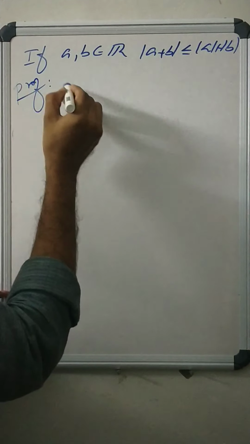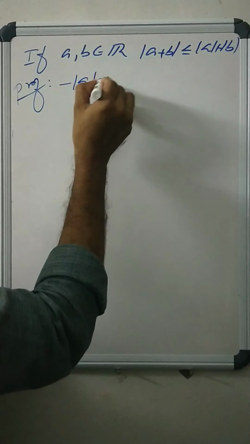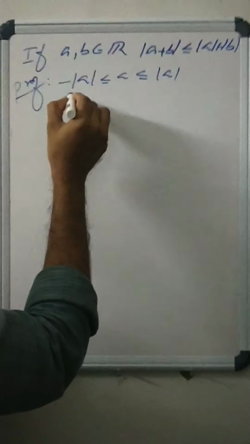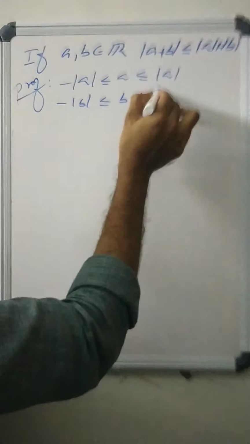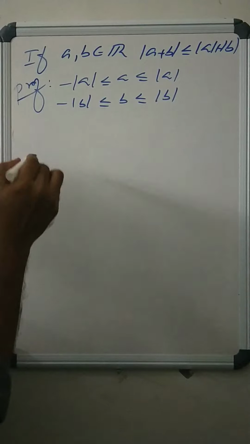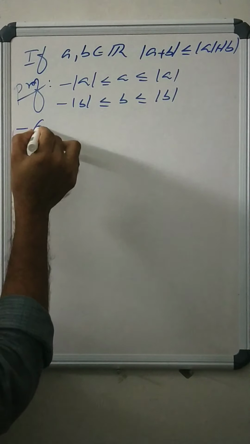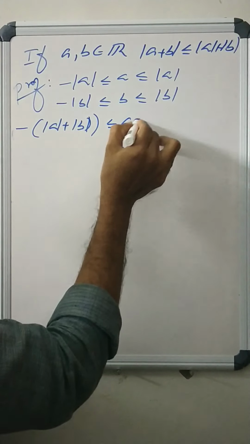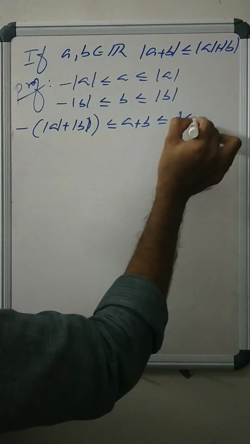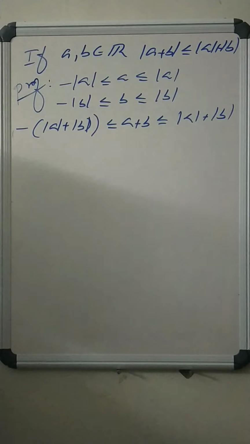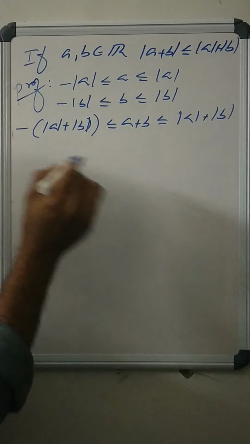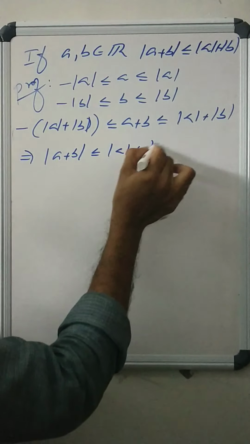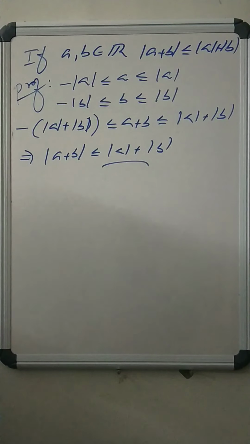The proof is done by: we have minus mod a less than or equal to a less than or equal to mod a. Again, minus mod b less than or equal to b less than or equal to mod b. If you add vertically, you have minus of mod a plus mod b less than or equal to a plus b less than or equal to mod a plus mod b. So from here, clearly modulus of a plus b is less than or equal to mod a plus mod b.